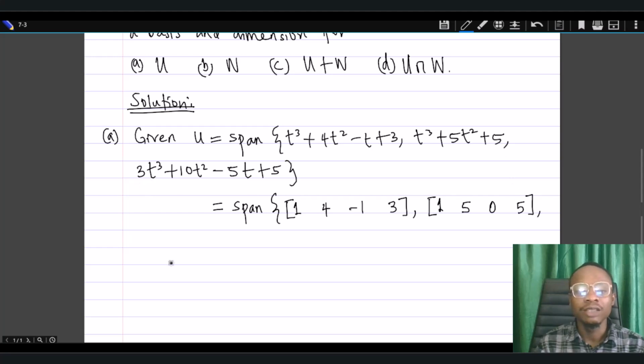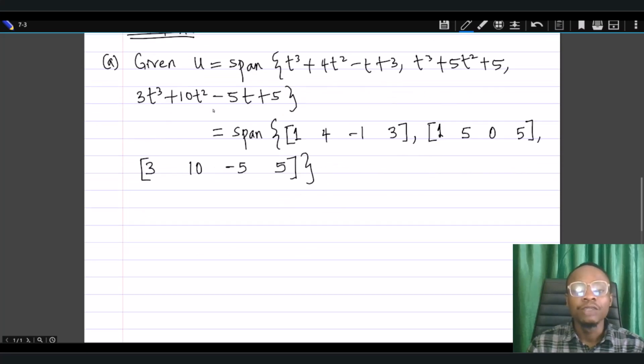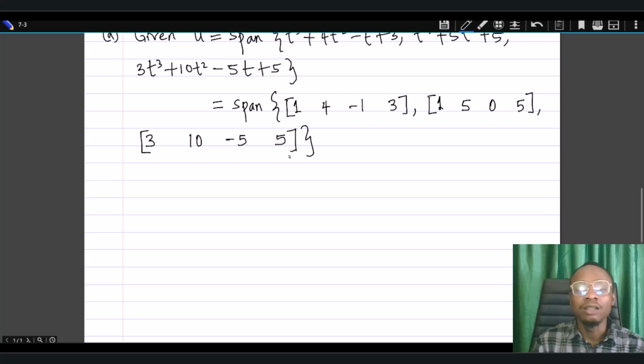Then we have the next one here. The coefficient of t cubed, that is 3. The coefficient of t squared, 10. The coefficient of t, that is minus 5. And the constant, that is 5. So we can put them all together this way. If U is equal to the span of these vectors, then we can easily get a basis for U by arranging them in a matrix. So we have 1, 4, minus 1, 3, and then 1, 5, 0, and 5. Then we have 3, 10, minus 5, and 5.